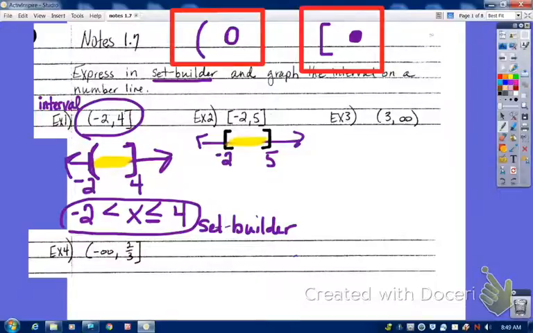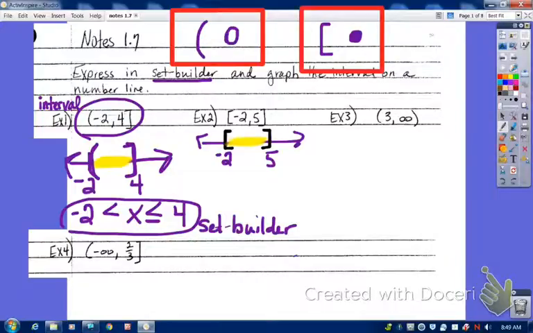So -2 is considered shaded because the bracket means closed circle. +5 is considered shaded because it is a bracket. All right, give me some other numbers. Give me a decimal that I've shaded. 1.5. Give me a fraction that I've shaded. 3/4.